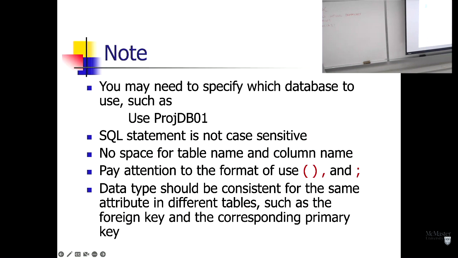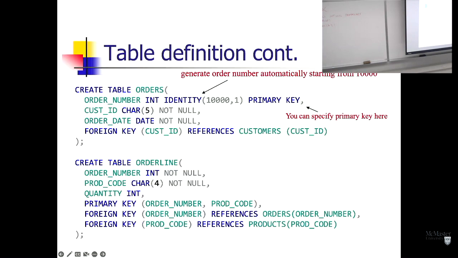In the last slide, there was something about integer identity that said generate. Oh yes, sorry. That is when you want the numbers in a column to start from a specific number. Let's say, for example, your numbers start from 1 million, then 1 million and 1, 2, 3; then you can specify that. So integer identity means that it generates order numbers automatically starting from 10,000.